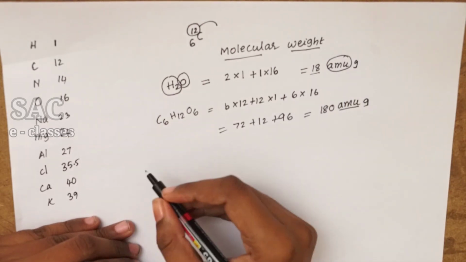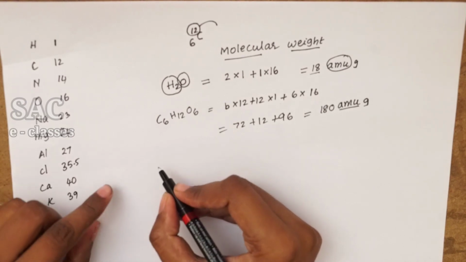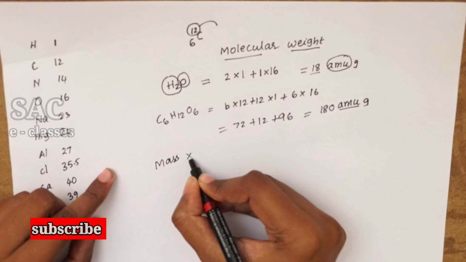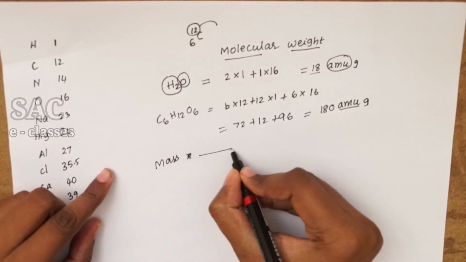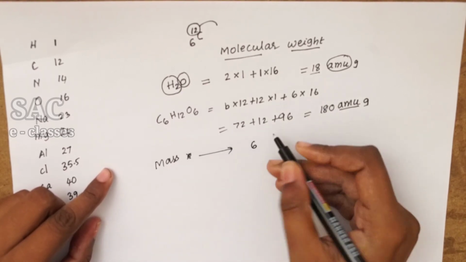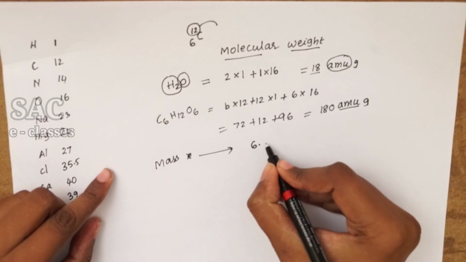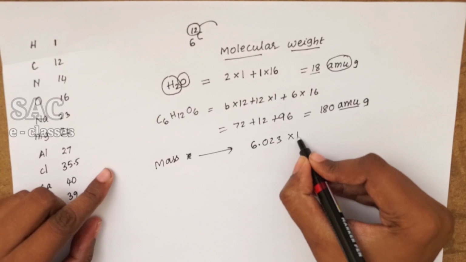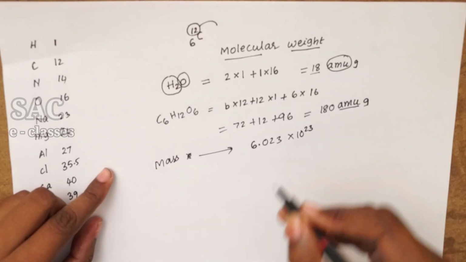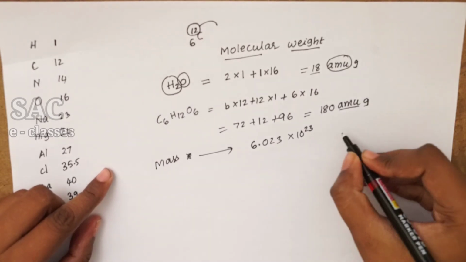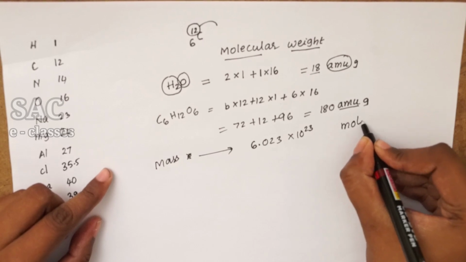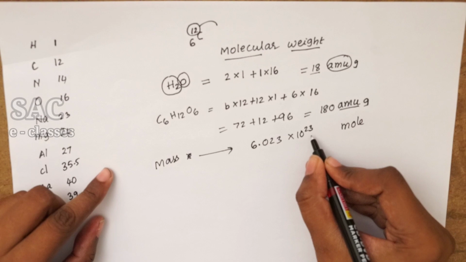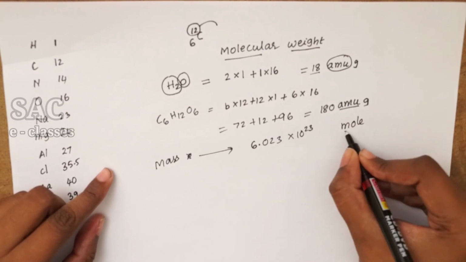Every mole is the mass of a substance which contains 6.023 into 10 to the power of 23 chemical units. Nothing but the mass of 6.023 into 10 to the power of 23 atoms is called 1 mole.